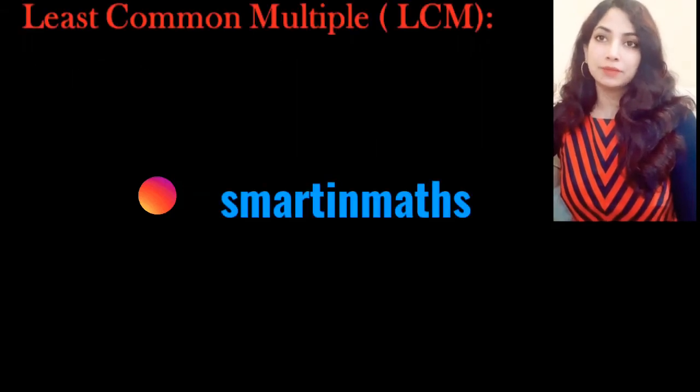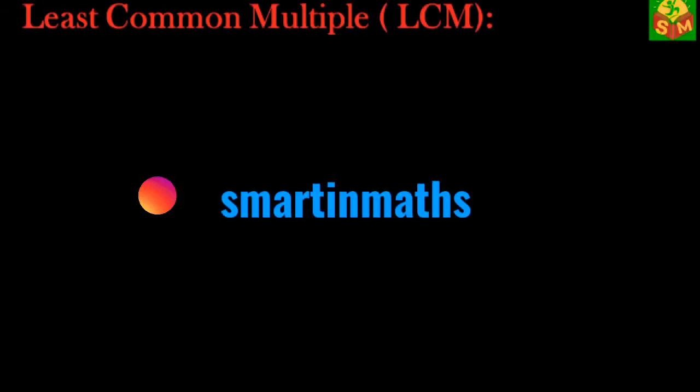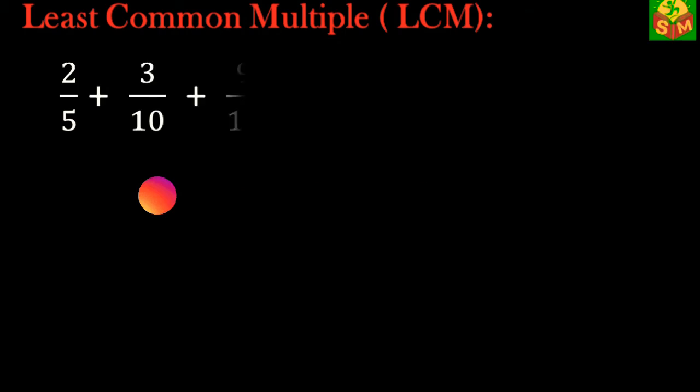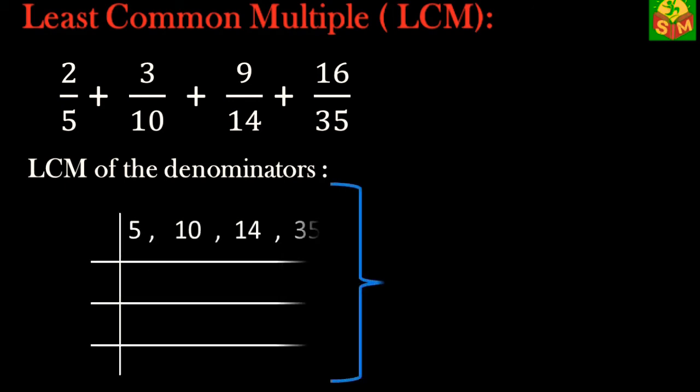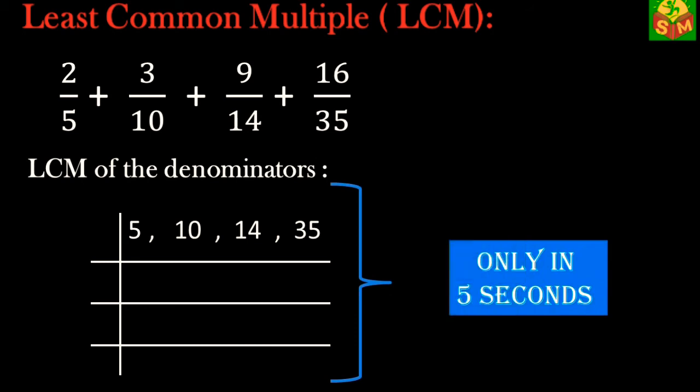The LCM is another number that's useful in solving many math problems, for example, while performing arithmetic operations such as addition and subtraction with fractions. In this video, I will explain a very quick and easy way to find the LCM for 3 or more numbers in just 5 seconds. So let's begin.